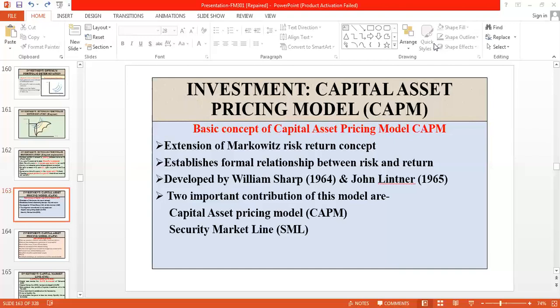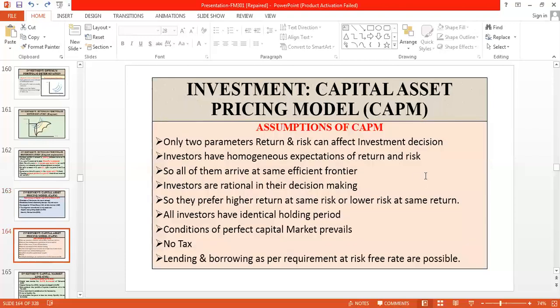In the CAPM, we will get two important lines or equations. First one is known as CML, capital market line, and second one is known as SML, security market line. So we will start initially with some assumptions of the CAPM, or capital asset pricing model.